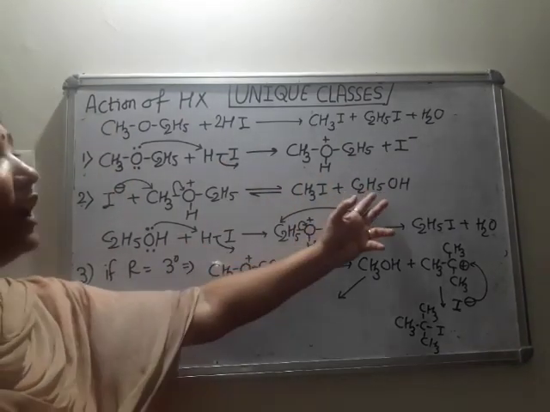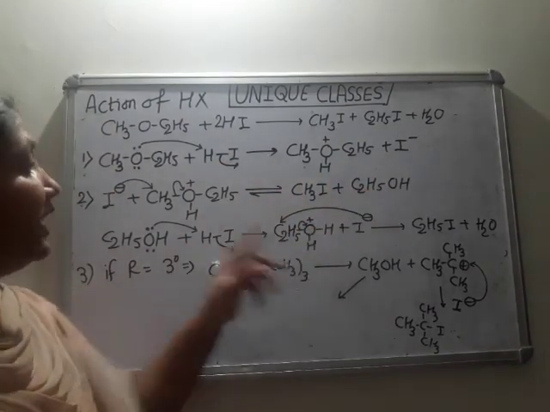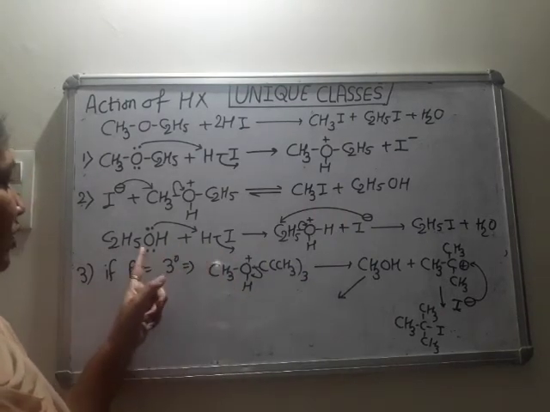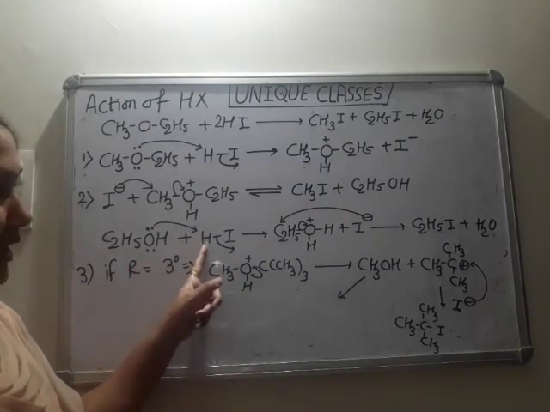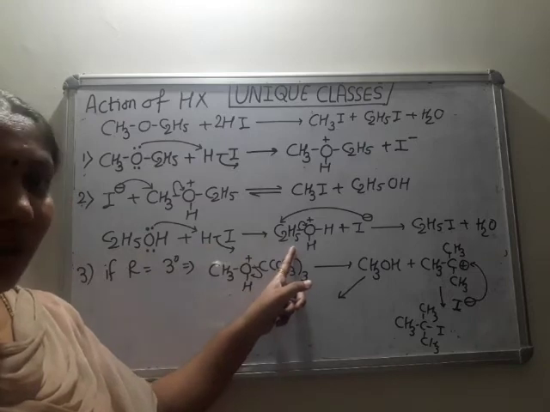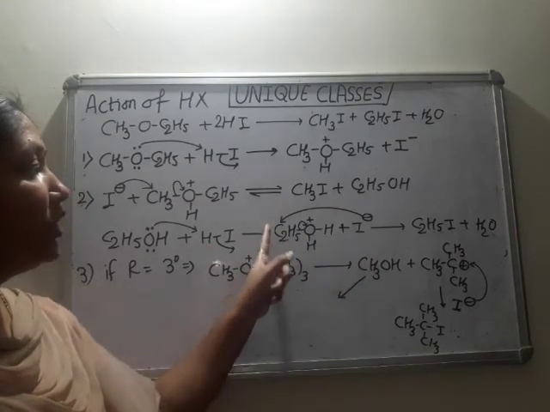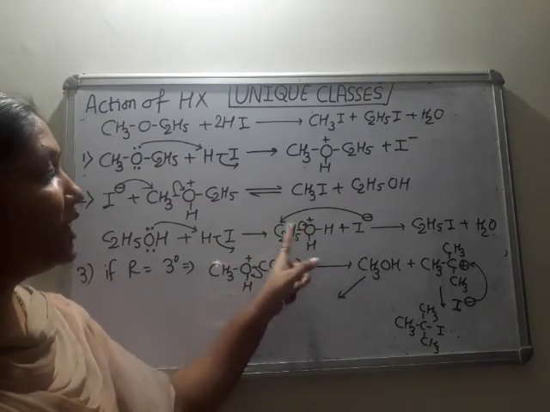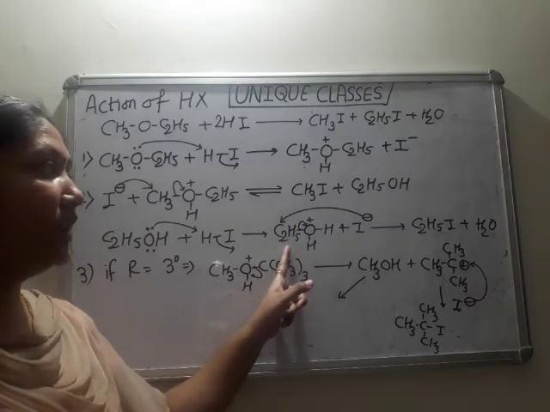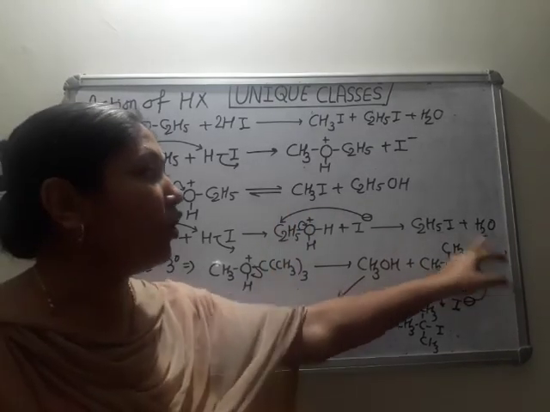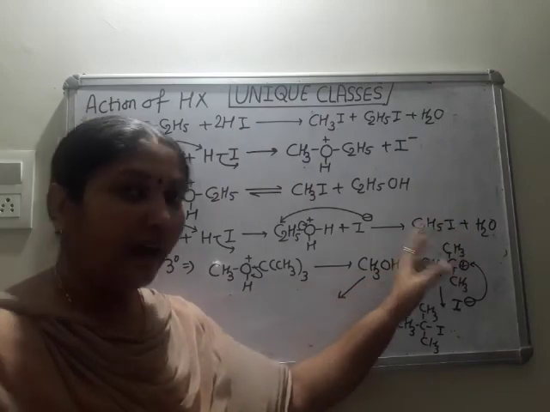And this alcohol formed is again attacked by HI. So this oxygen gives electrons to this, we get protonated alcohol, and this I minus attacks this alkyl group and oxygen gets electrons from this ethyl group. So the byproduct formed is water and we get C2H5I.